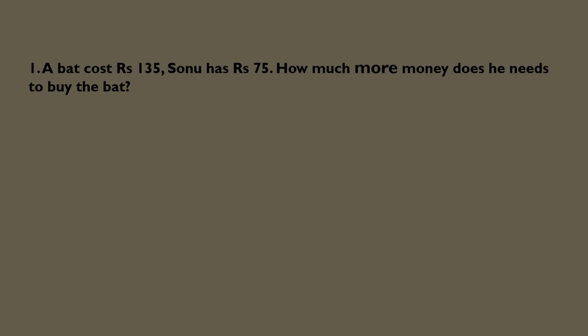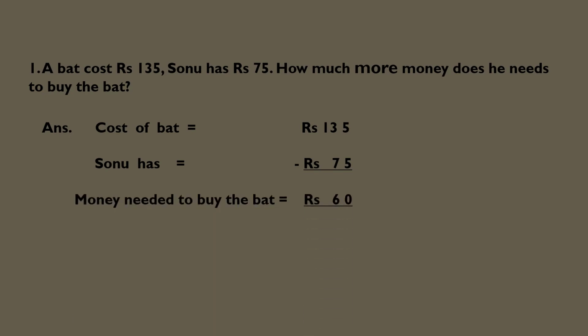So what you will do? You will do subtraction. First you will write the cost of the bat, that is rupees 135. Then you subtract the money Sonu has, that is rupees 75. So you will get the answer rupees 60, which he needs to buy the bat.